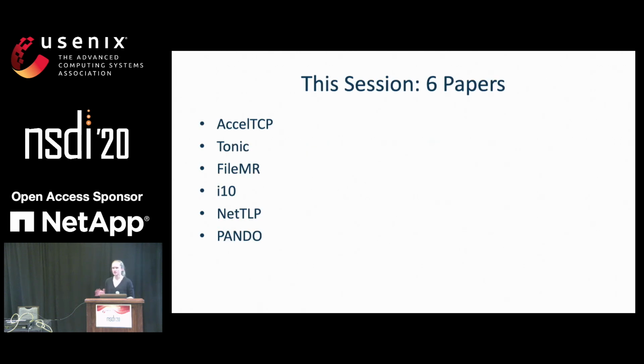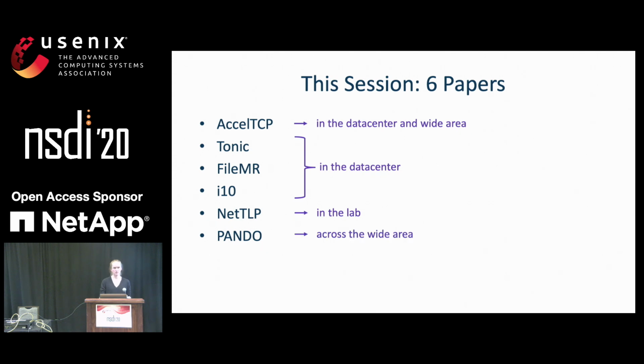So this session has 6 different papers, and we can broadly categorize these papers based on what environment they apply to. So the first paper, XL-TCP, applies in the data center and also in the wide area. The next 3 apply in the data center. NetTLP is for prototyping, so you can think of it as applying in the lab. And then Pando applies across the wide area.